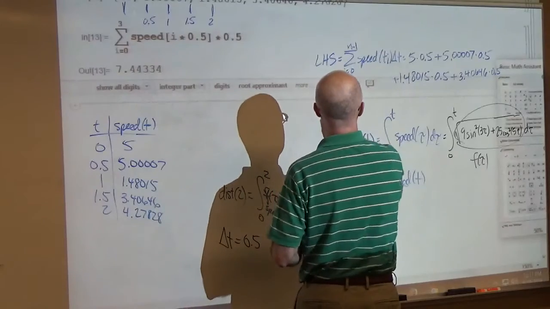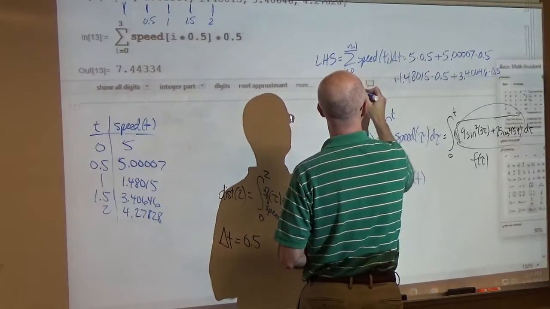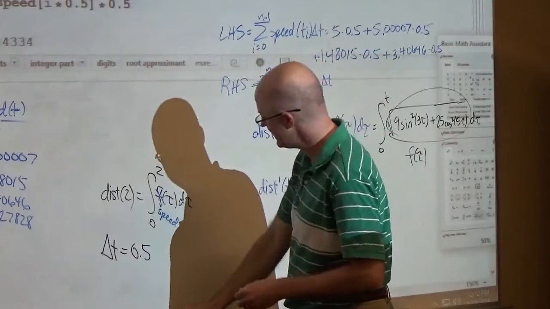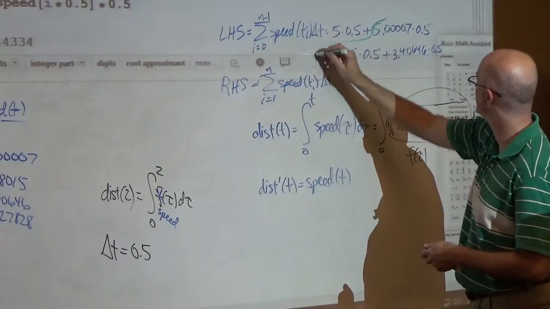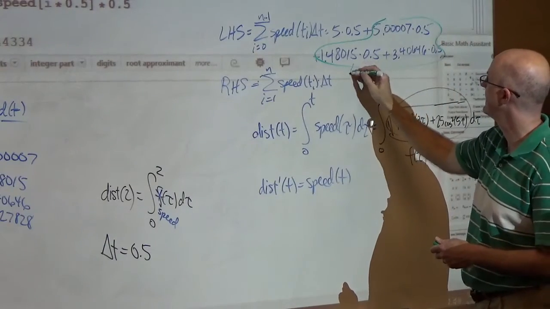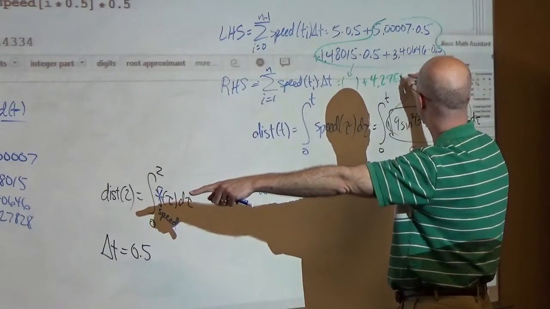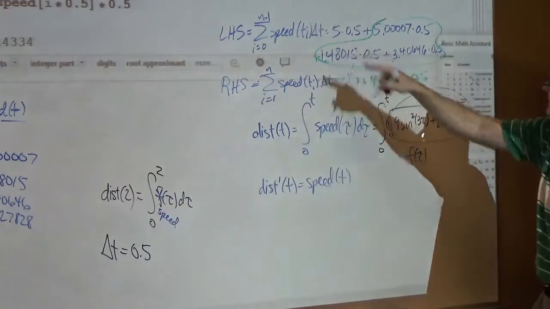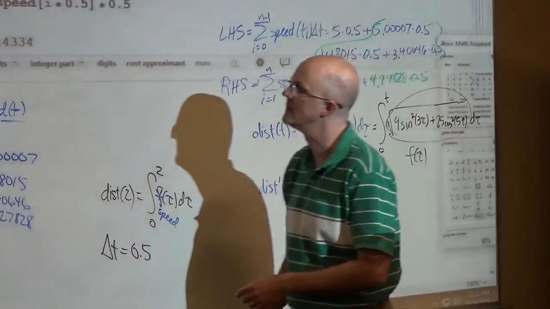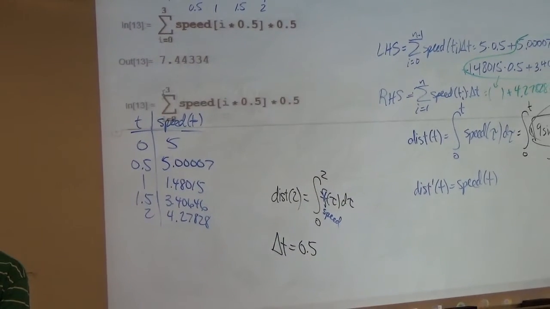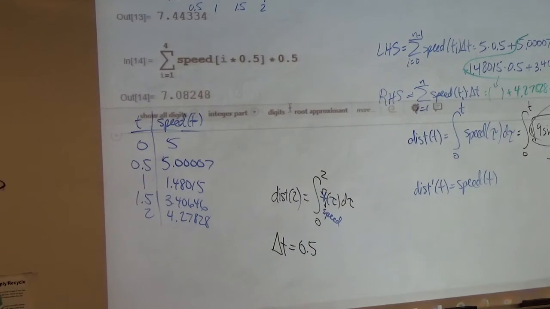Your right-hand sum, RHS, symbolically you could write it i goes from 1 to n instead of 0 to n minus 1. And it would be the same numbers in the middle, so to speak. We would not include the first one. We would include all these, and we'd also include the last value, 4.28 times 0.5. That is a bit smaller than 5, so our answer for the right-hand sum is going to be a bit smaller than the left-hand sum. You should get 7.08248, if you try that on your own.